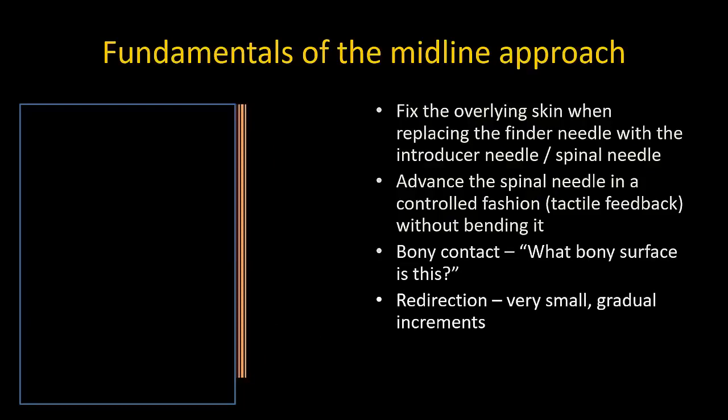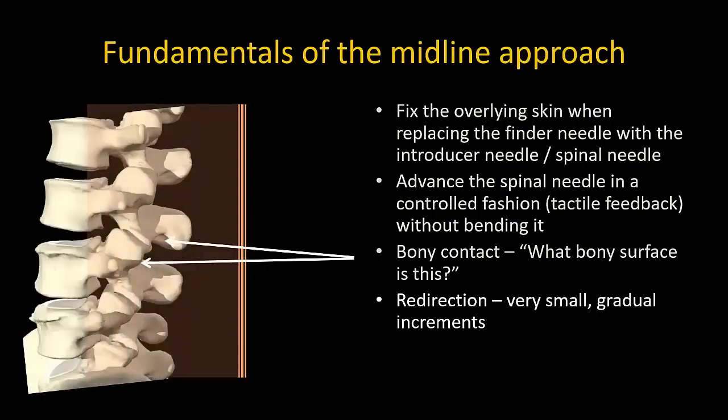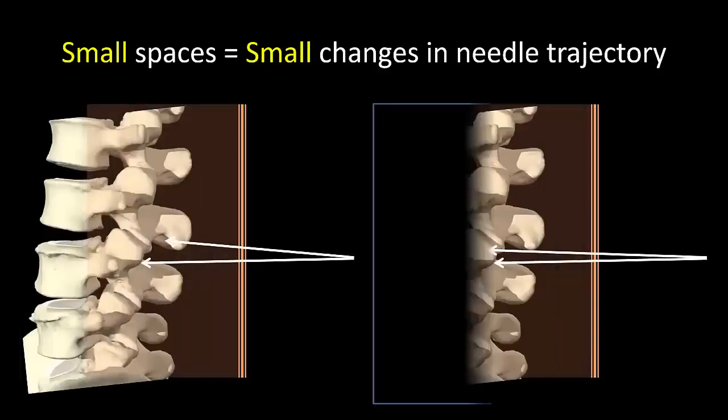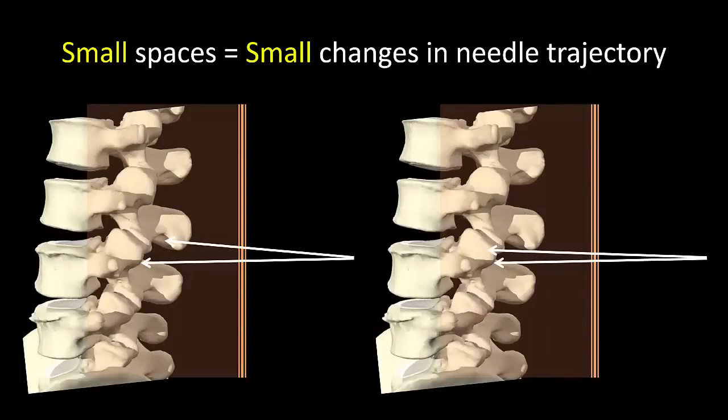It is vital that any redirection we make is in very small, gradual increments. Now, this doesn't look like a very large angle, but remember that for any given angle, the distance translated is progressively larger the deeper the needle goes, and it becomes very easy to overshoot the space. This illustrates the magnitude of change in angulation that should be made, especially when trying to creep our way into very narrow or small spaces.